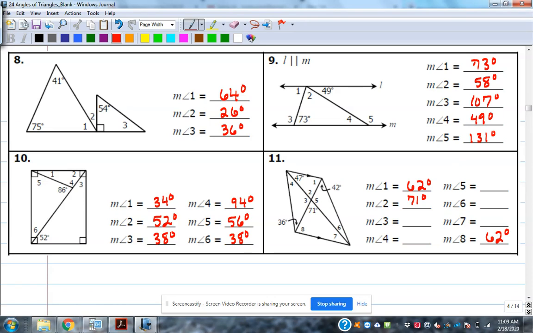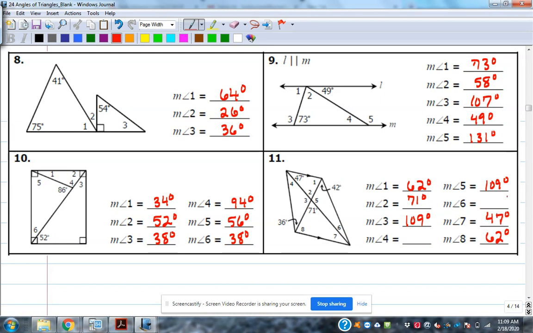What was the other one I heard over here, Jake? 3 and 5 are 109 because they make linear pairs. Is that how you get there? So 109. Which one's 47? Because 1 and 8 are both 62. Okay, that's one way to get there.